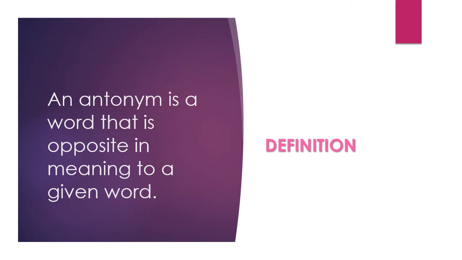So the next topic that we are going to discuss is antonyms. Definition for antonyms. An antonym is a word that is opposite in meaning to the given word. So earlier we have seen synonyms. A synonym was the word that was similar in meaning, whereas an antonym has opposite meaning.